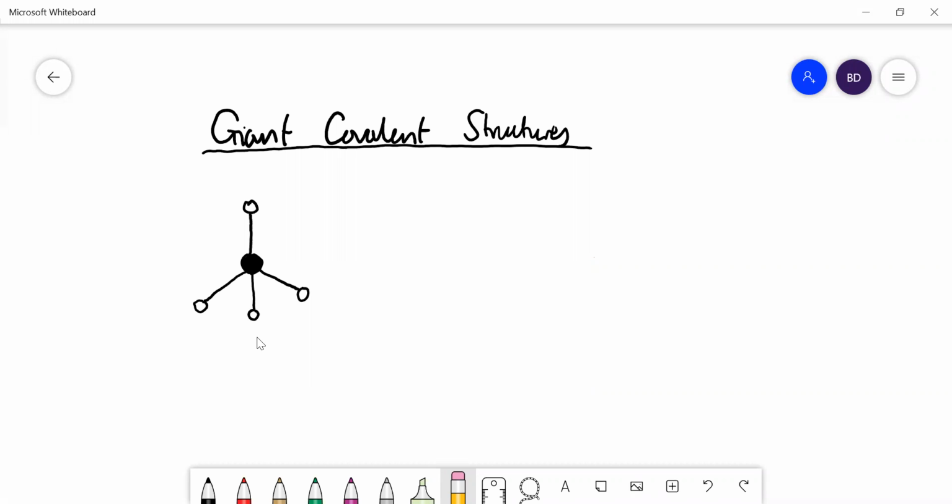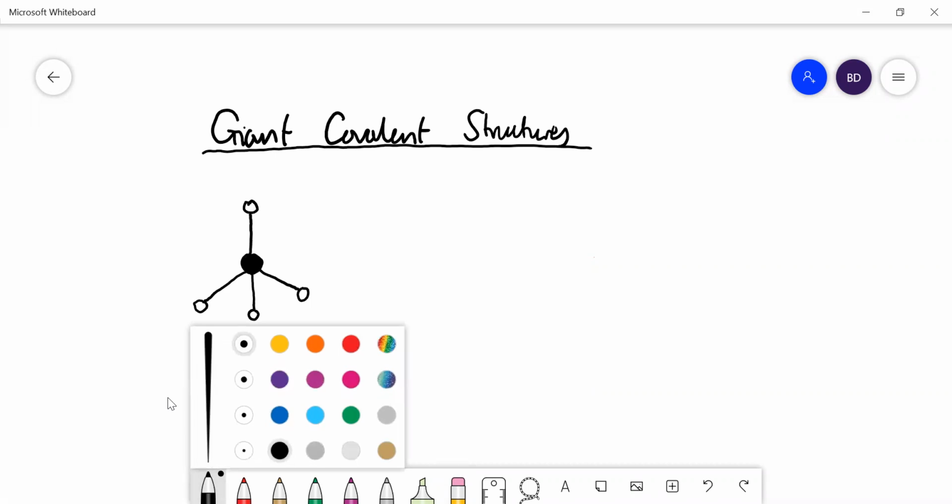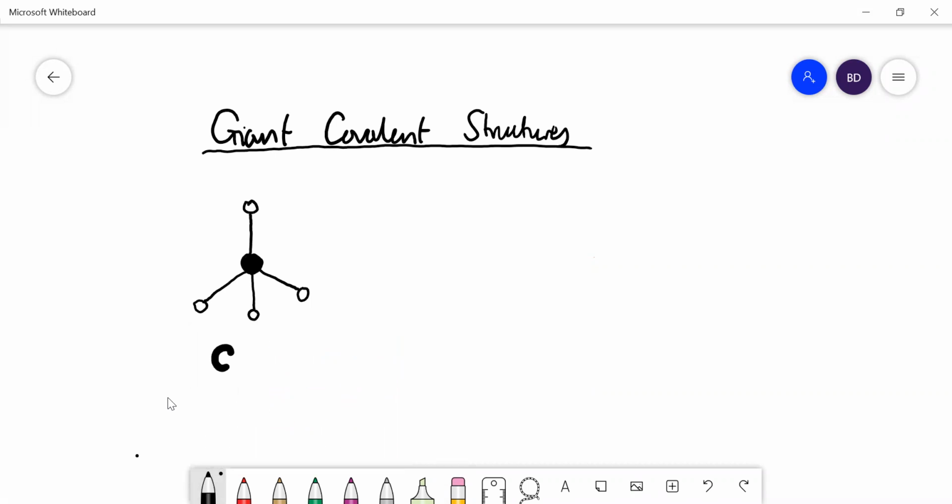We're going to look at giant covalent structures in this video. So what I've drawn here is a methane molecule, CH4. And if you remember, carbon likes to form 4 bonds. So we've got 1 carbon there and it's bonded to 4 hydrogens. Hydrogen likes to form 1 covalent bond. So it's held together by covalent bonds, and it's like that tetrahedral shape.